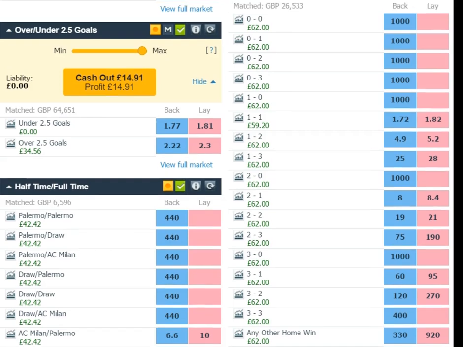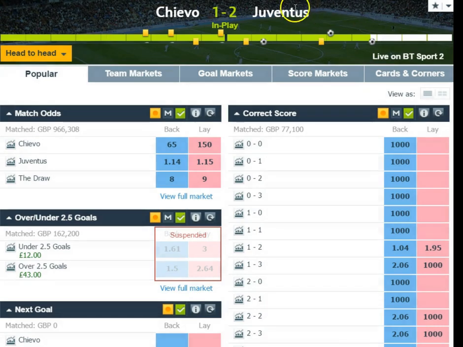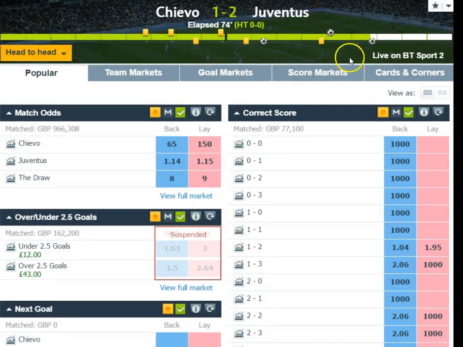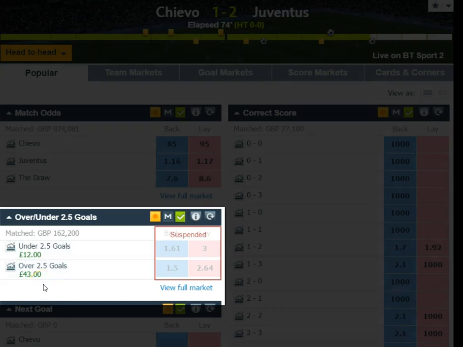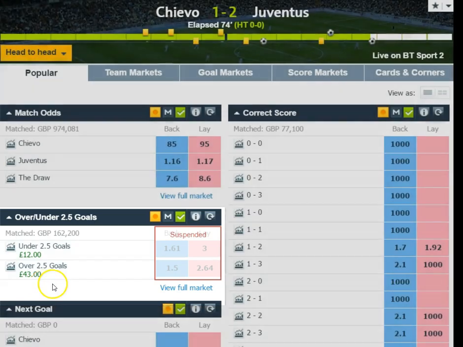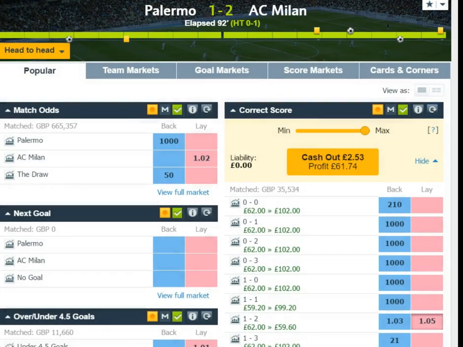We had an initial stake of £20. We won 43. And a very simple trade based purely on statistics and our judgment as we were watching the game unfold. Back to Palermo, and Milan did score their second goal, so we got our £34 extra on the 2.5.